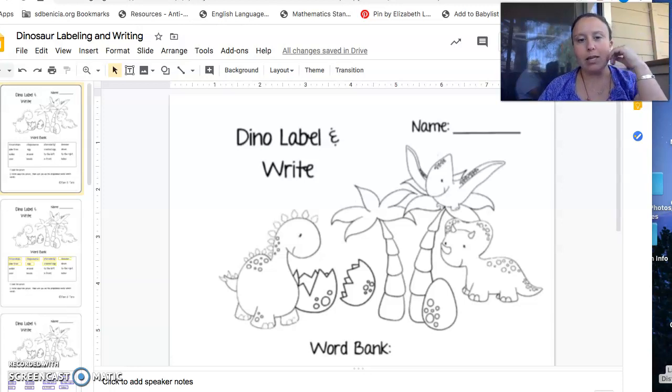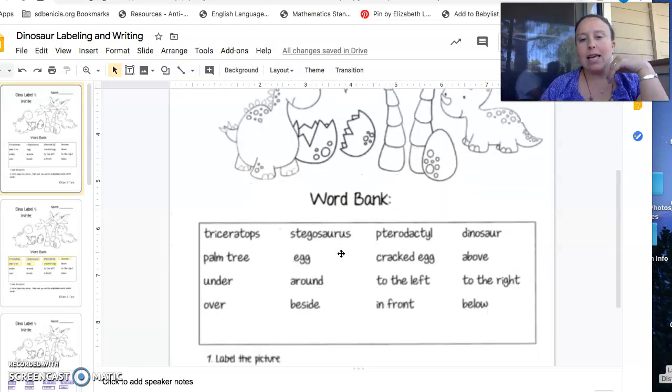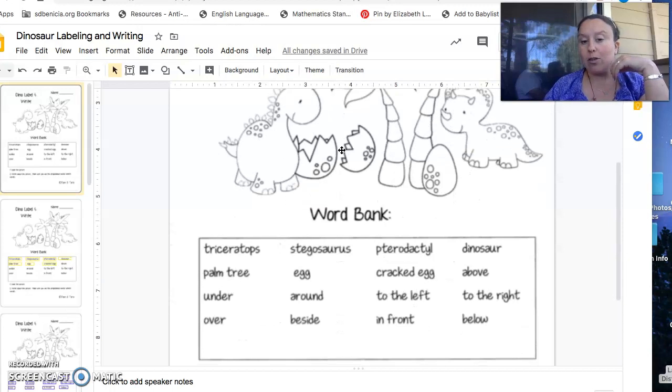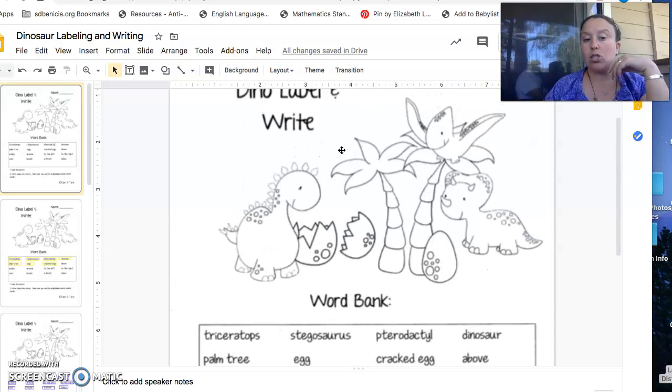So today what we're doing is we're looking at this assignment that you can see in front of you. It says Dino Label and Write. And there is a word bank. Half of these words are labels that help us describe the picture, and the other half of the words are prepositions. So what I'd like you to do now is to do your best to read through the words and to highlight in yellow each of the words that are just labels, not prepositions. So I want you to pause me now using your honor system and highlight in yellow each of the words that describes a part of the picture.